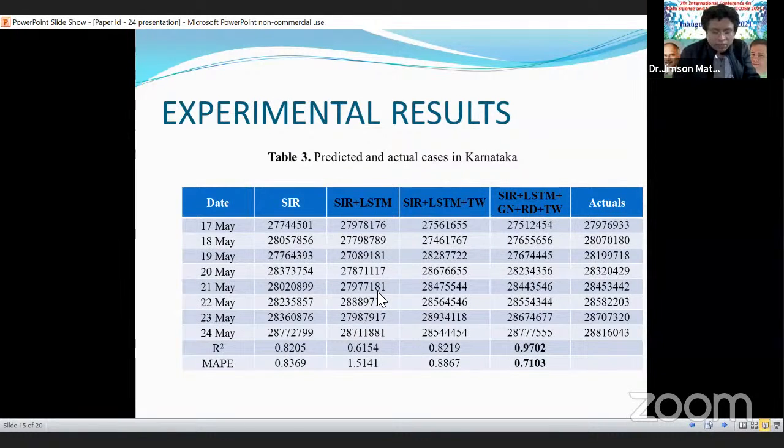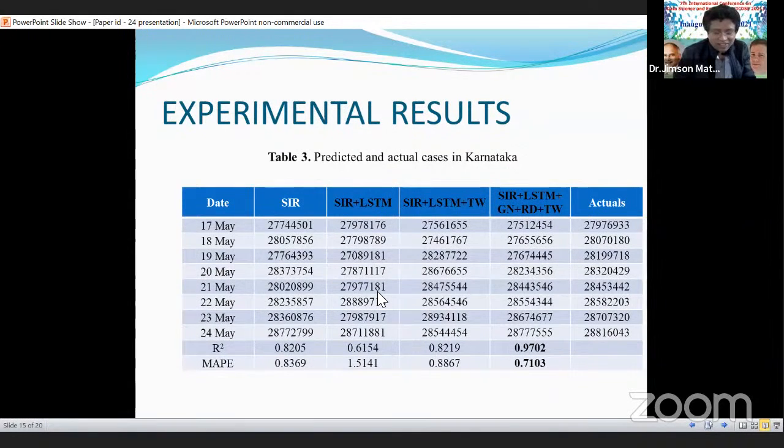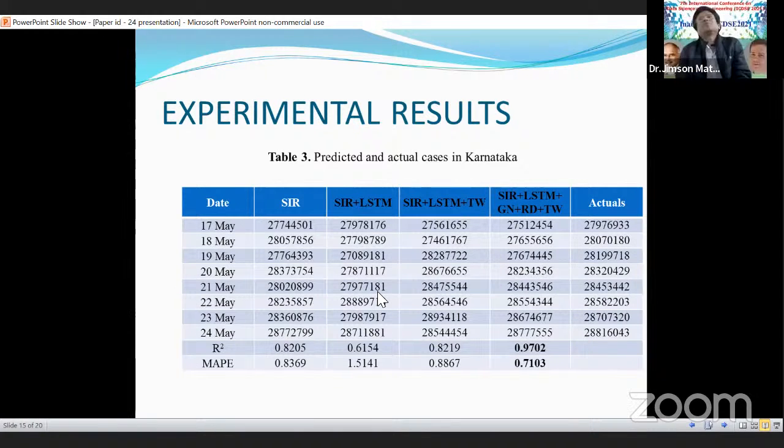So your trial and error method you have used? What have I used? Trial and error. I'm not getting it. Trial and error method you have tried, right? Yes, trial and error method.